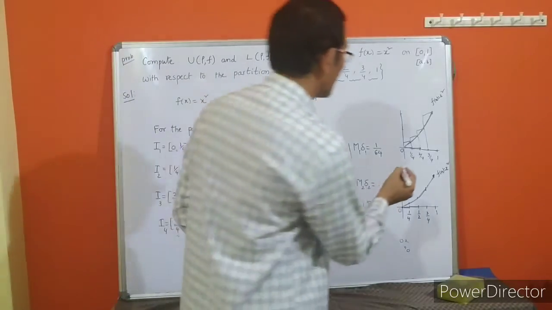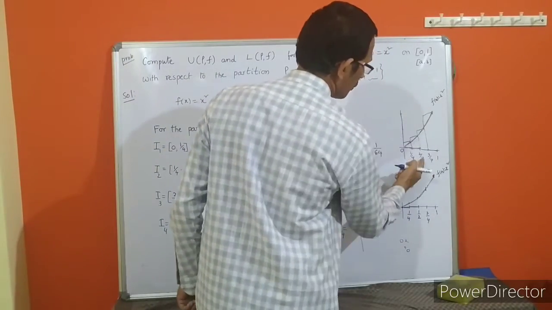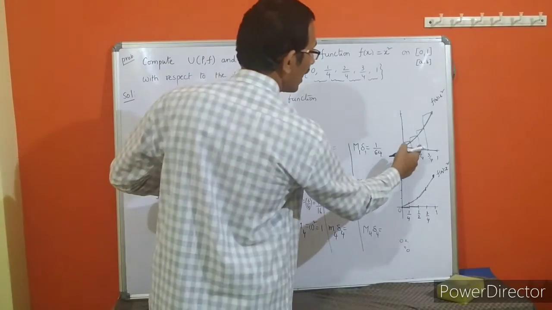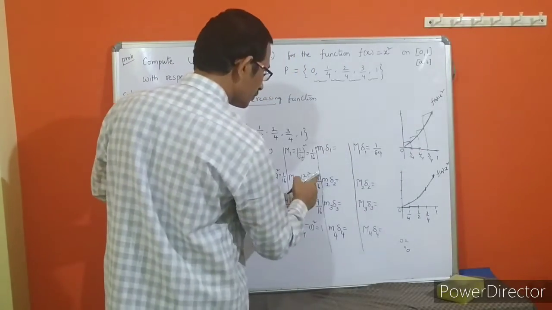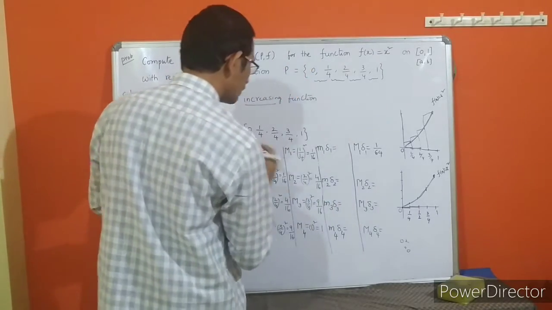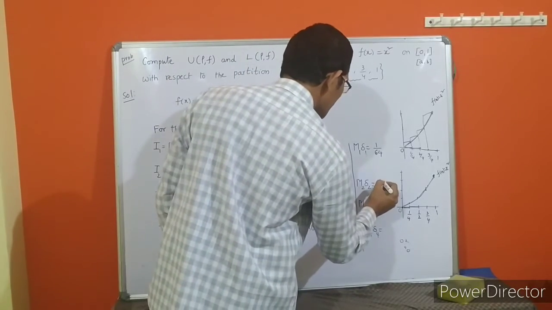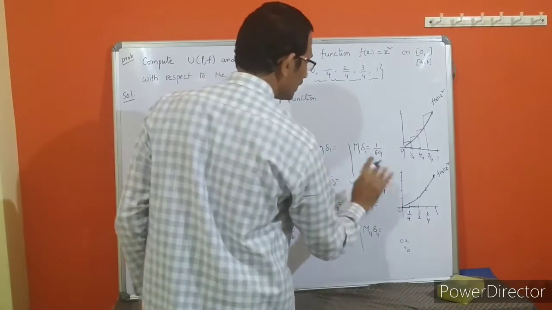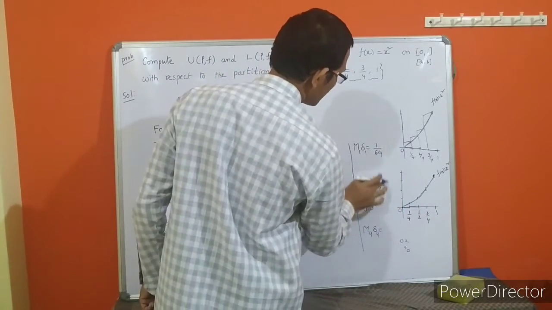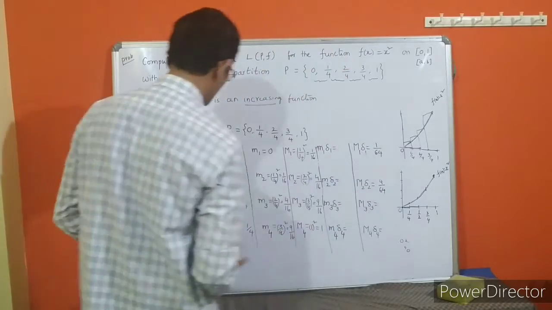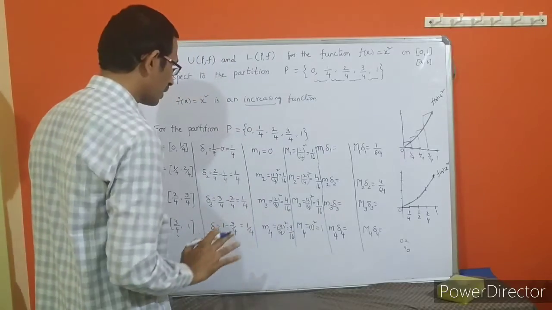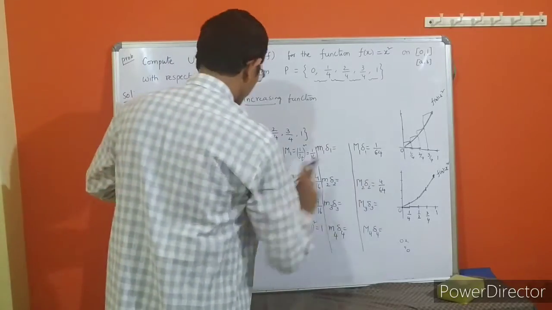Similarly, what is the area of this rectangle? 2 by 4 minus 1 by 4, that is nothing but delta 2, into M2. What is M2? 4 by 16. So 4 by 16 into 1 by 4, that is 4 by 64. Actually, we can cancel numerator and denominator, but leave it as it is because the simplification will be easier if the denominator is the same. So 1 by 4 into 1 by 16, 4 by 64.